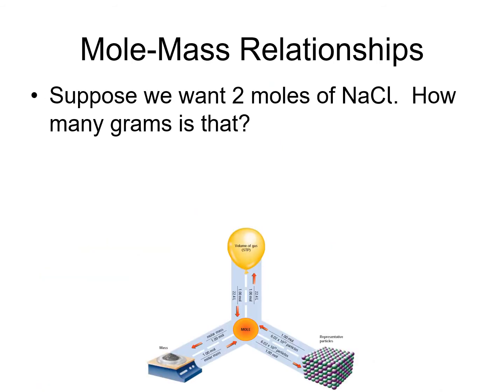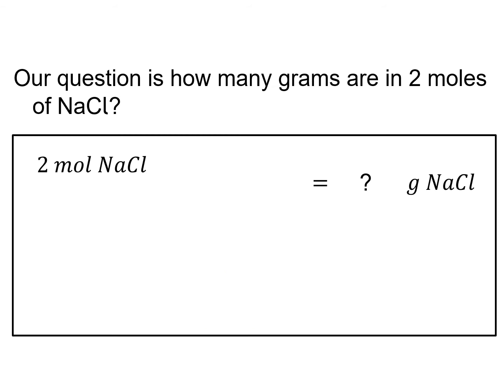Okay, so let's just dive right in. Suppose we have a problem like this. We want 2 moles of sodium chloride. How many grams is that? Once we understand what the question is asking, it's a good idea to write down your given information. In this case, I'm going to write it on the left side of my paper, 2 moles of sodium chloride. And then way over on the right-hand side, I want to write what it is I'm trying to find. What is my unknown? I want to find how many grams of sodium chloride are in 2 moles.